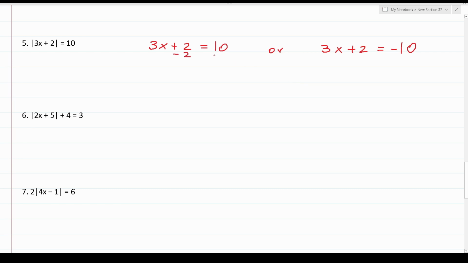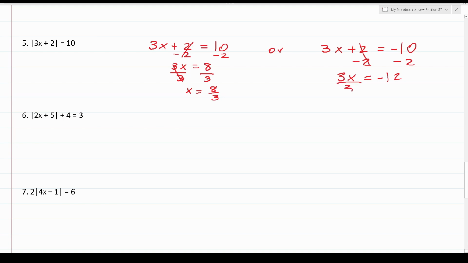The first thing we're going to do over here is subtract 2 from both sides. This will cross out here, leaving you with 3x equals 10 minus 2, which is 8. Now we're going to divide both sides by 3. This crosses out, leaving you with x equals 8 over 3. Let's do the same thing over here. We're going to subtract 2 from both sides. This will cross out, leaving you with 3x equals negative 10 minus 2, which is negative 12.